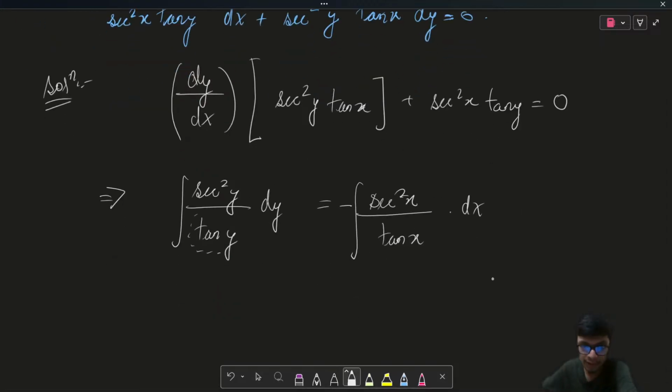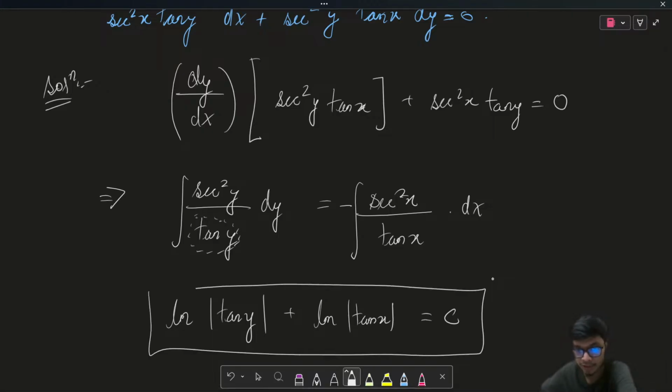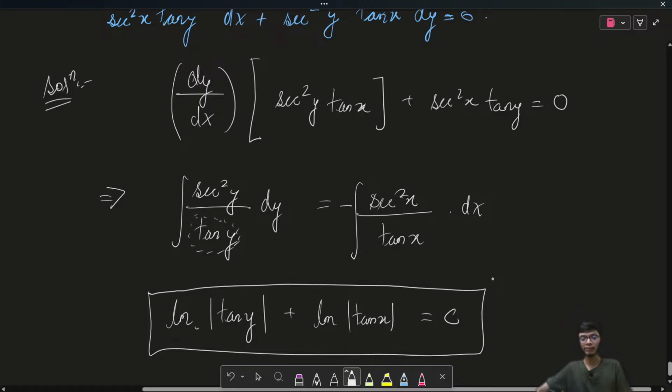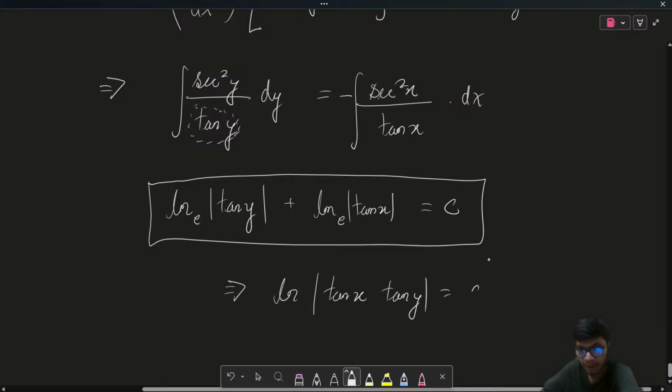Now if you assume tan y as t, then secant square y dy is going to be dt. Therefore, the solution is natural log of mod of y plus natural log of mod of tan of x is equal to some constant c, right? Now what we know is that if the base of the log is the same, that is e, then log a plus log b is going to be log a into b with a common base. So this is going to be natural log of tan x into tan y is equal to some constant c, right?